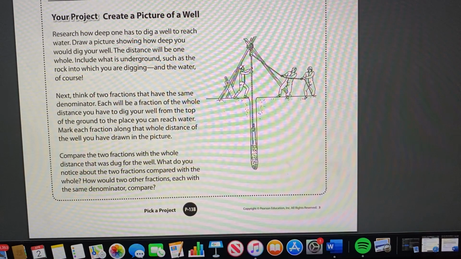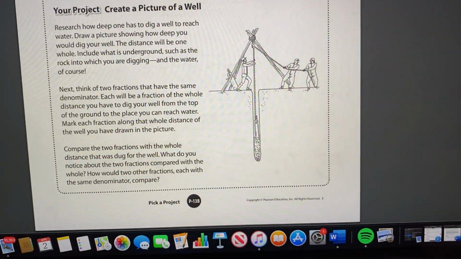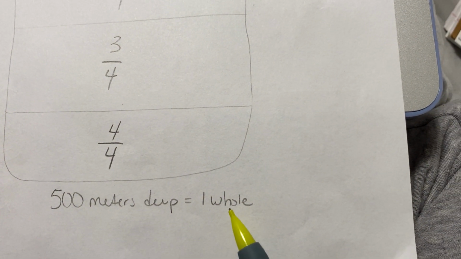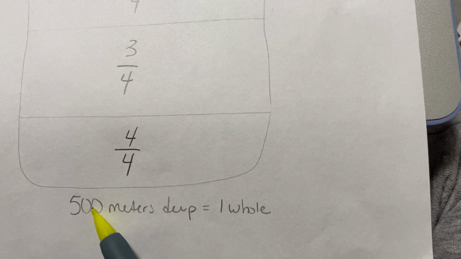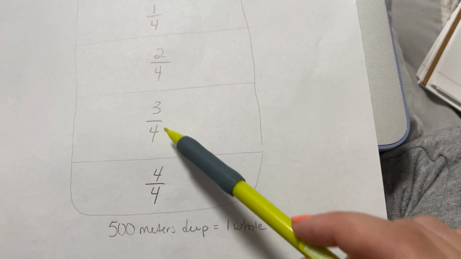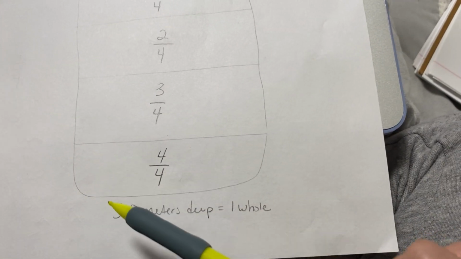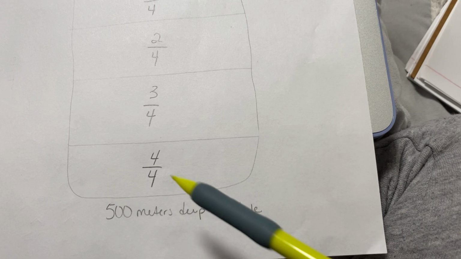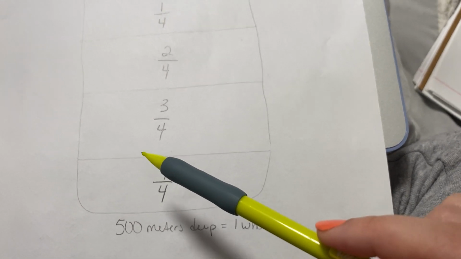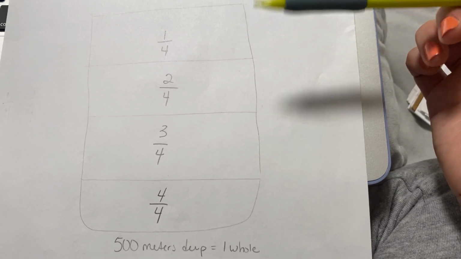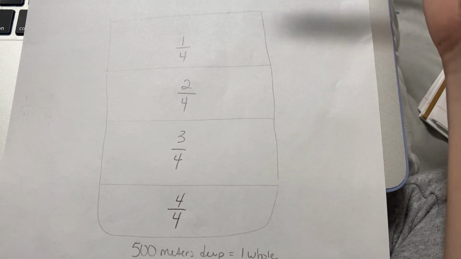So the first part says research, right? So let's say I researched a well. My well is, let's say, 500 meters deep. That is my whole, okay? So I decided to part my well into fourths. So 4/4 is the bottom of my well, which is 500 meters deep, which is equal to a whole. This is my well. It's obviously not as pretty as the one that you guys are going to draw.